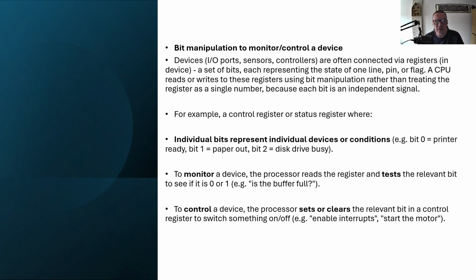So to monitor the device, we can look at those bits in the register and test them to see whether they're a 0 or 1. We're only interested in testing a particular bit at one time because we want to know one thing about that device. We can control the device by setting or clearing a bit in there. So for example, we might want to say start the motor, and one of those bits in that binary number is going to be controlling that. So we need to be able to set that and only that bit.